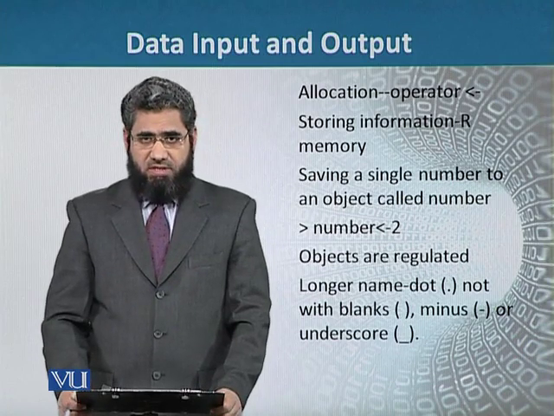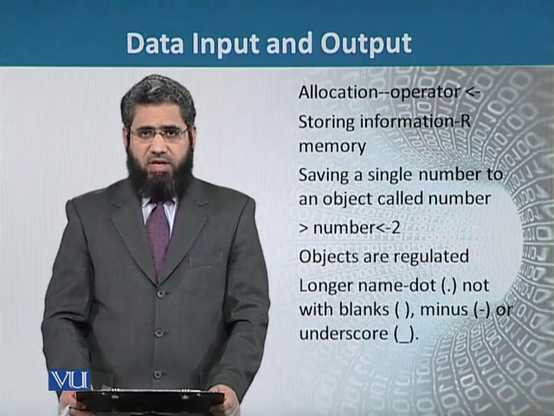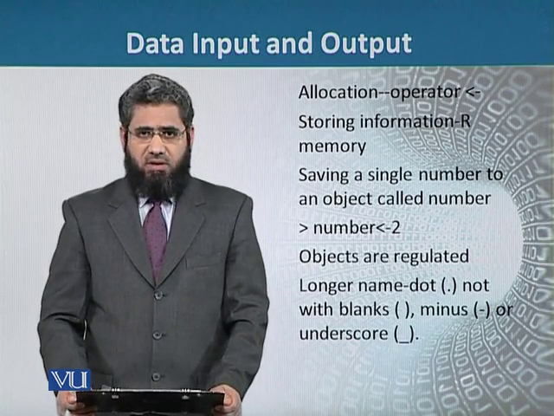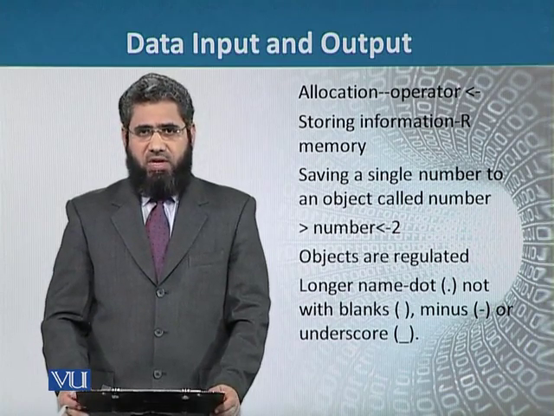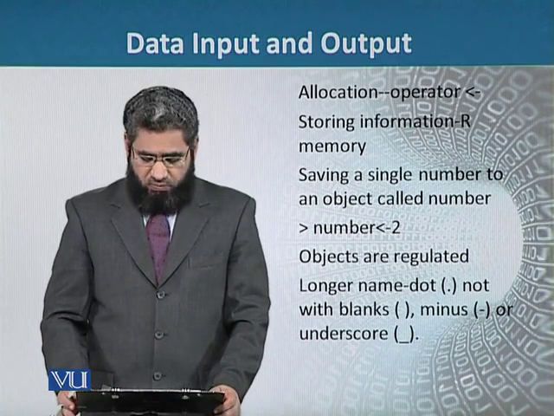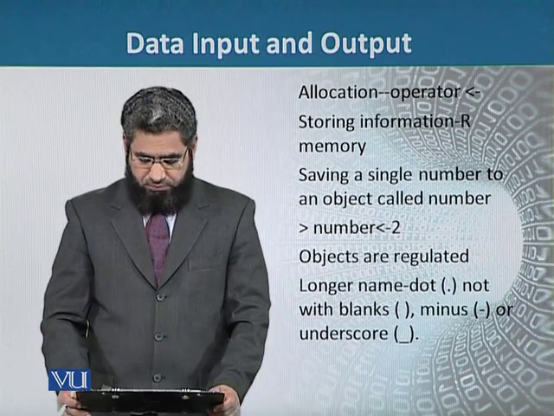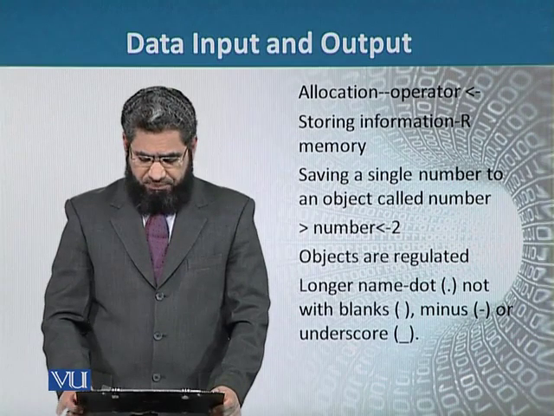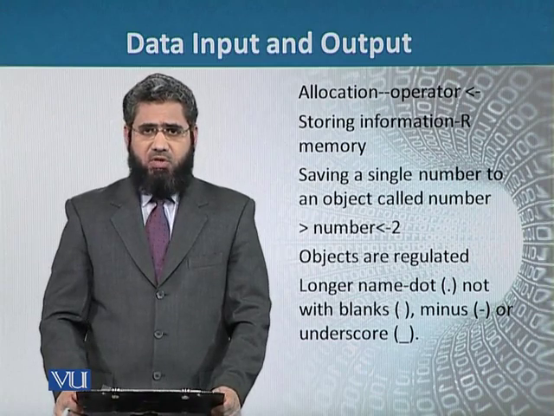We know that the object names are also regulated: they cannot start with a number, or contain any special characters. If the name of the object is very lengthy, then we can divide it into two parts by simply adding a dot between the two. And we cannot use a blank, the minus sign or the underscore sign. Further, we cannot use the names of functions as object names.